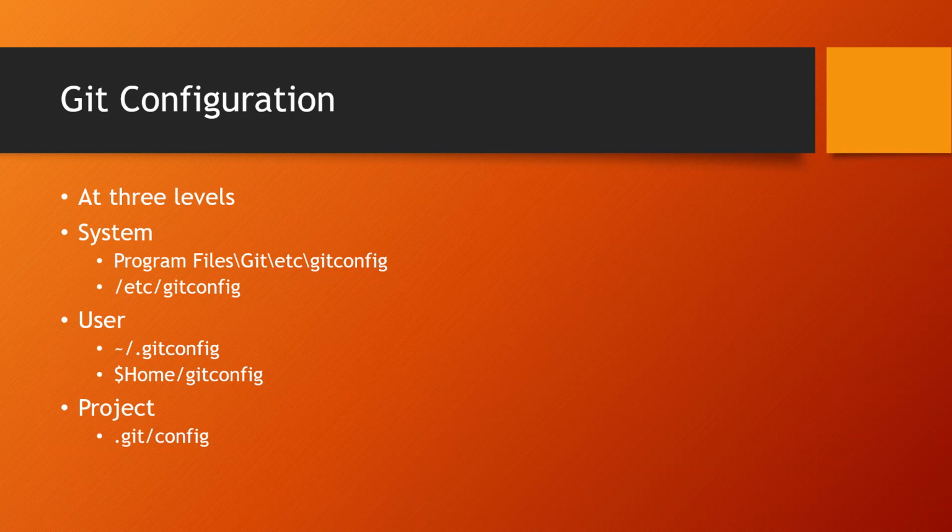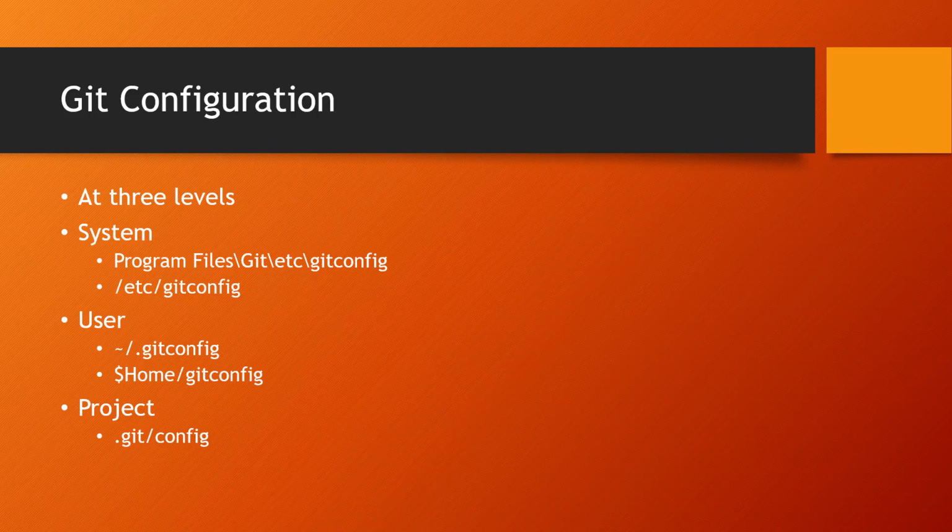In the previous lecture, we saw how to install Git on our operating system. Now that we have installed it, let's see what all configurations are available. When you install Git, it saves configurations at 3 levels. The first one being the system level, then the user level, and then at project level.